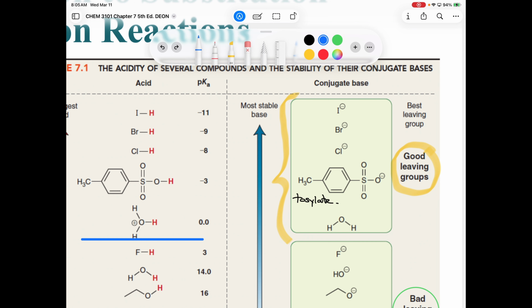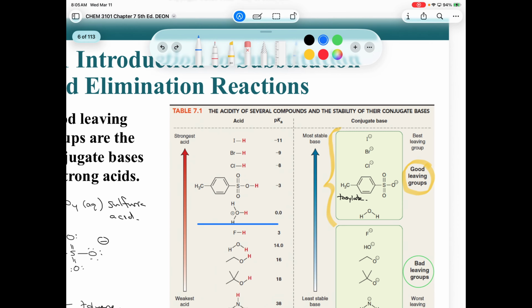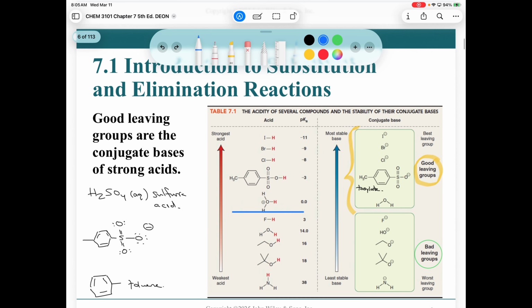We've got good leaving groups. We've got iodide, bromide, chloride, water, which is the conjugate base of hydronium, and now we have this new one, which is a tosylate. All right, so there you go, a tosylate.